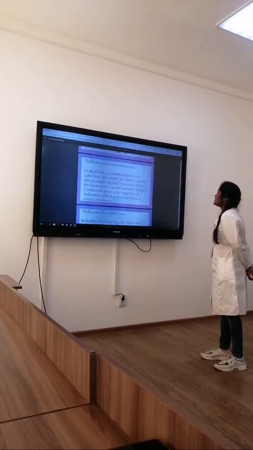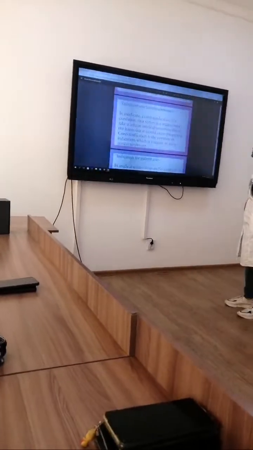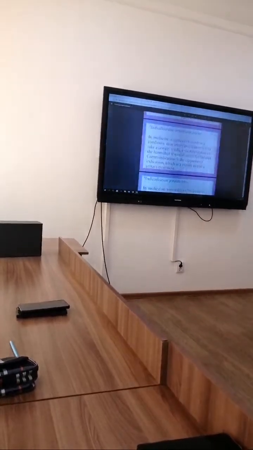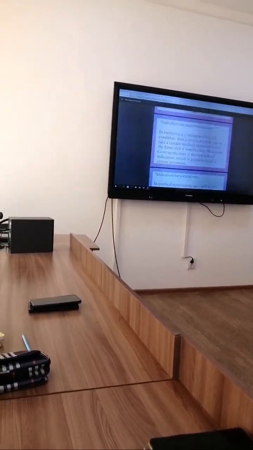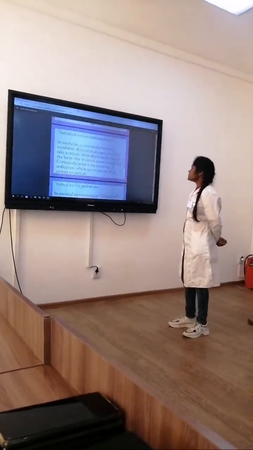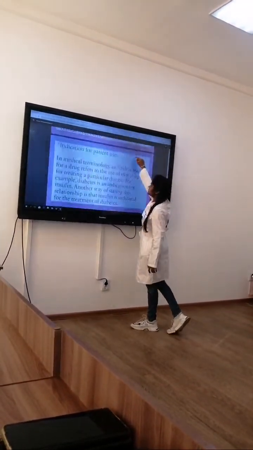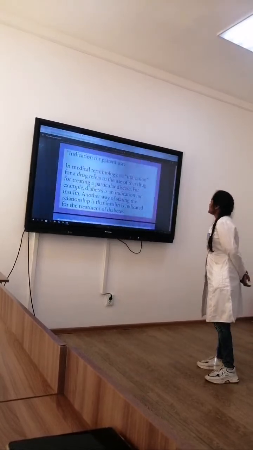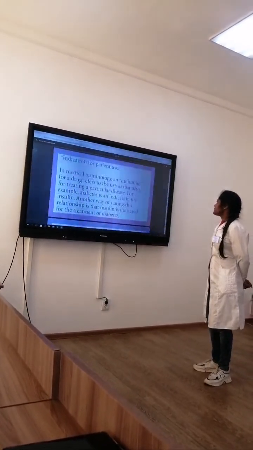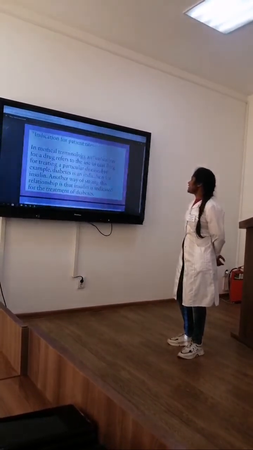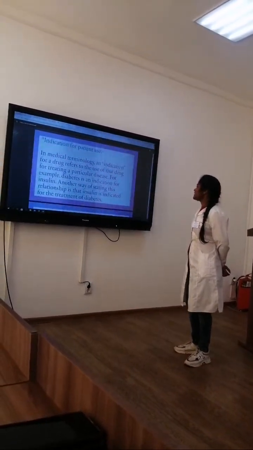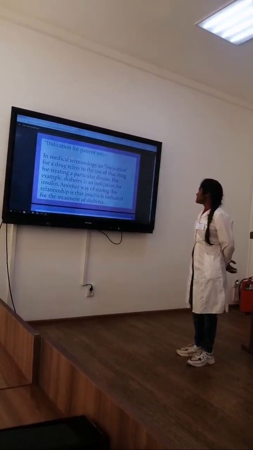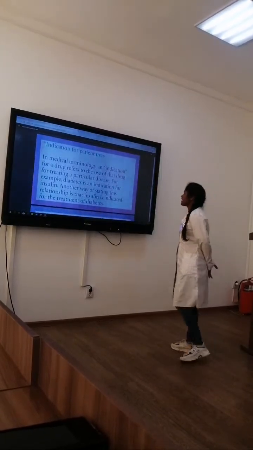Contraindication in medicine: a contraindication is a condition that gives a reason not to take a certain medical treatment due to the harm it would cause the patient. Contraindication is the opposite of indication, which is a reason to use a certain treatment. In medical terminology, an indication for a drug refers to the use of that drug for treating a particular disease. For example, diabetes is an indication for insulin. Another way of stating this relationship is that insulin is indicated for the treatment of diabetes.